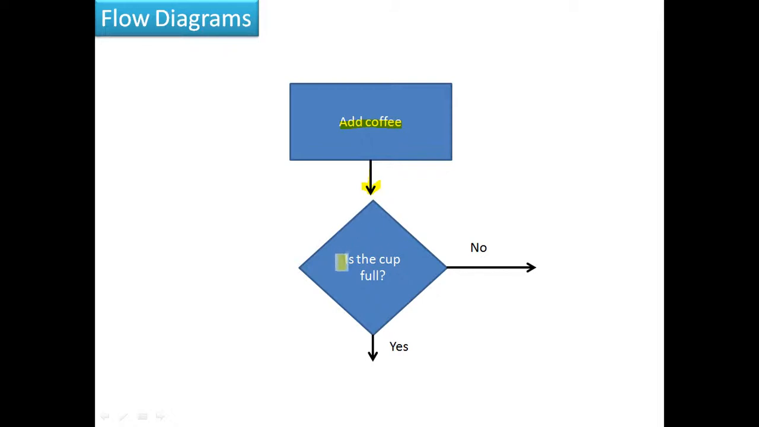And then we come to this diamond. This is a special block. It's the decision block. And you ask a question which has a yes/no answer. So, is the cup full? Yes, no. And this enables us to branch through our program, making decisions.